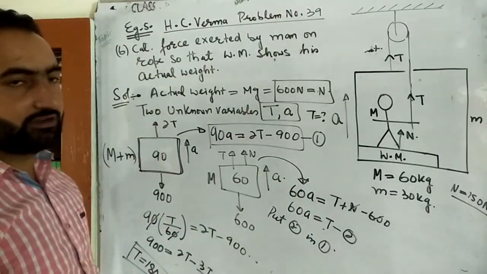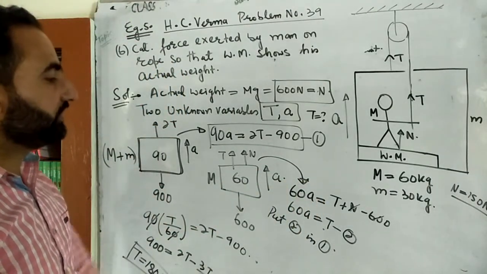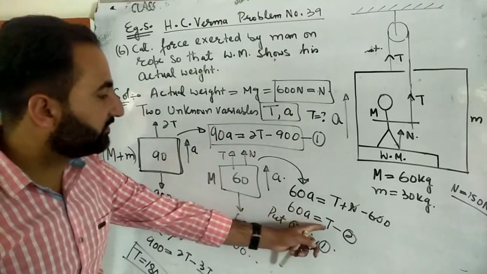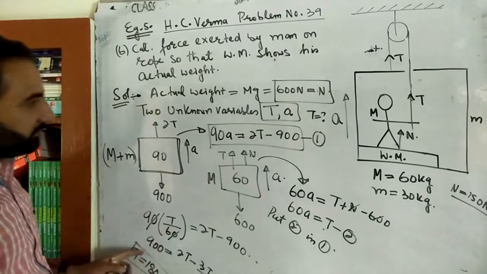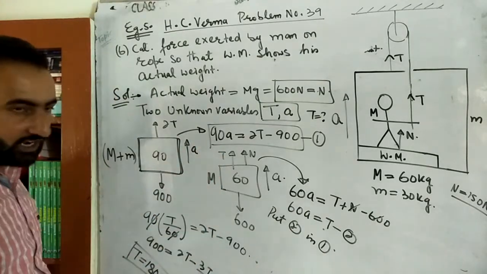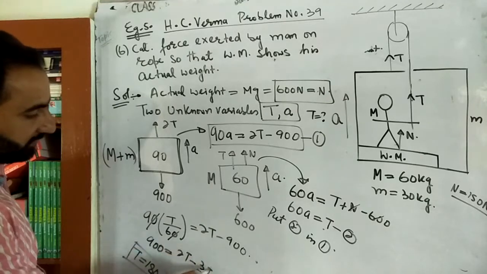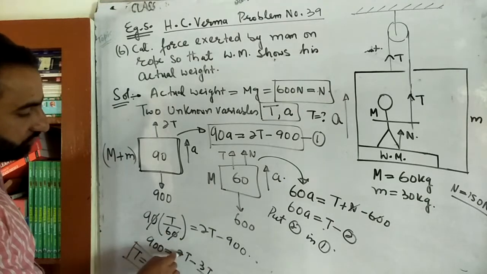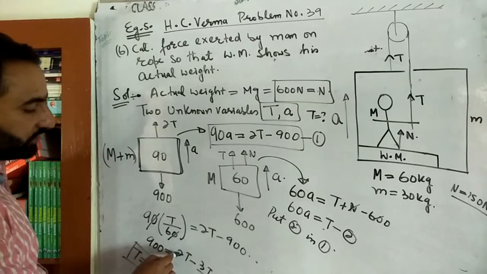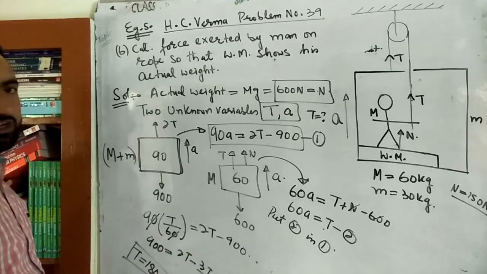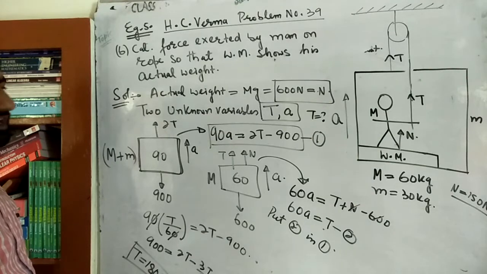Now what we will eliminate is a, because we need T. So substitute this here. What do we write in place of a? T divided by 60. So this is T divided by 60 here. This is 2T minus 900. So 3T by 2 goes here, 2T minus 3T by 2, and 900 comes here. So 2 2s are 4, 4 minus 3 is 1. So T by 2 is 900, so T is equal to 1800 newton. That's it.